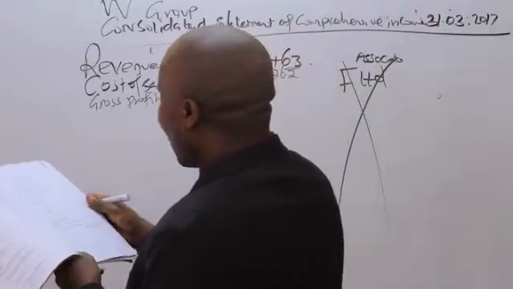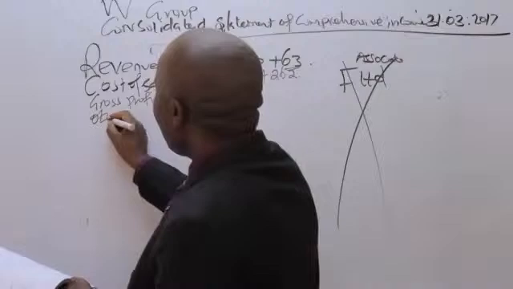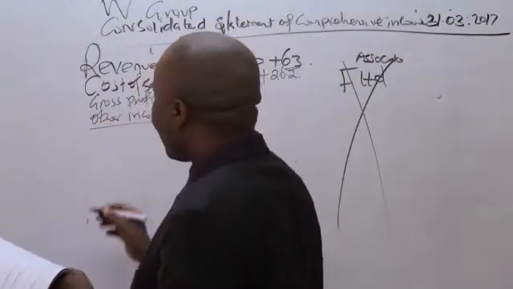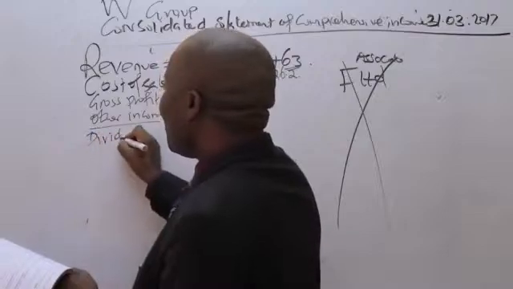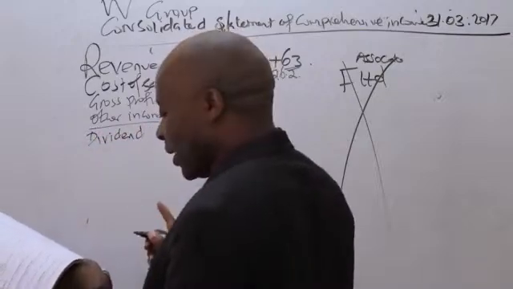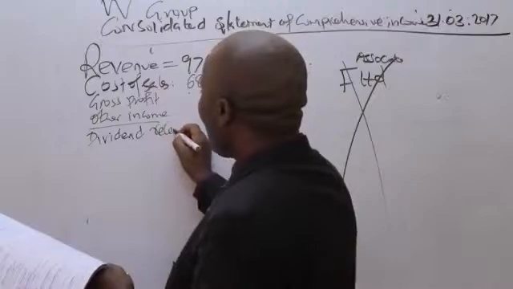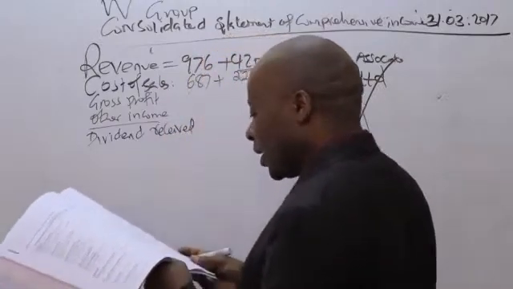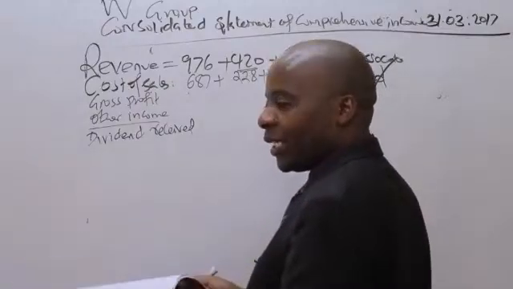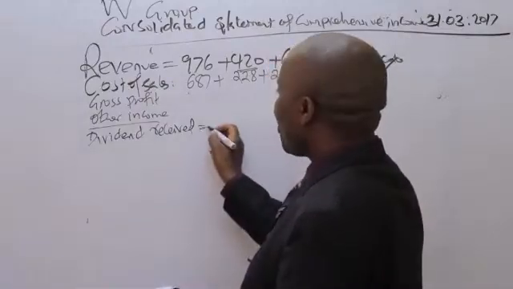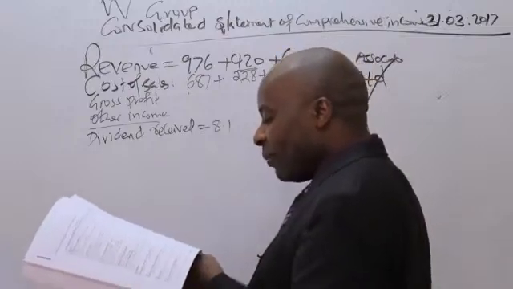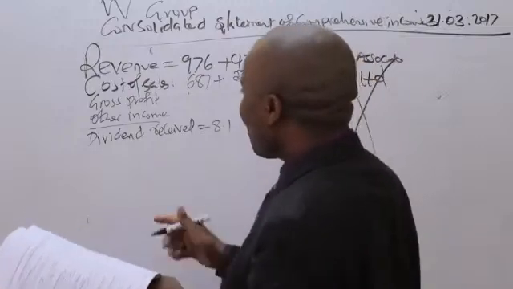So the next one is other income. If you look at the other income, I can see dividend received. So I'll just write dividend received, even without reading much. For dividend received, I would want to consolidate. Dividend received is 8.1. After 8.1, I'll be able to get there the operating expenses.